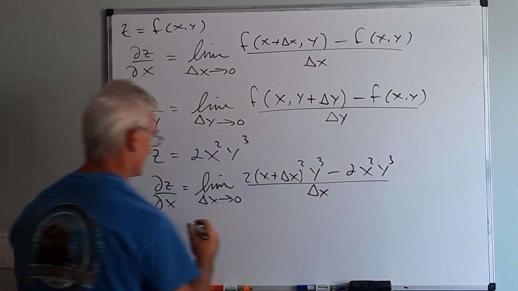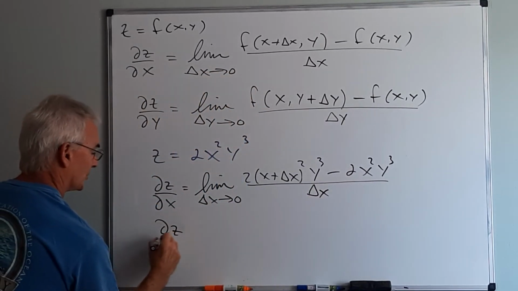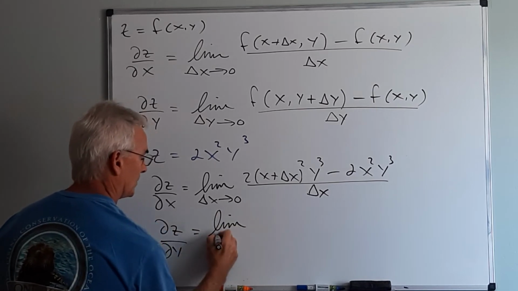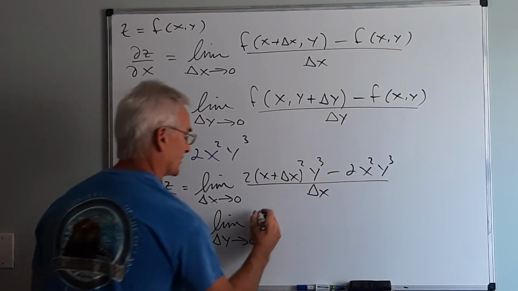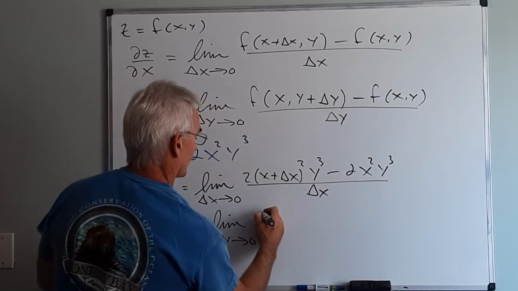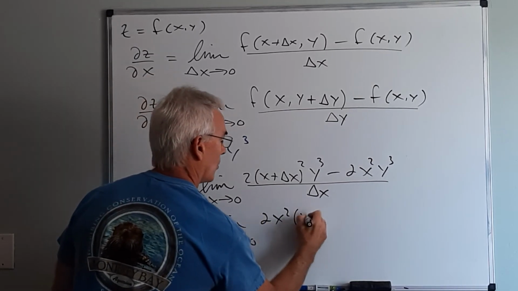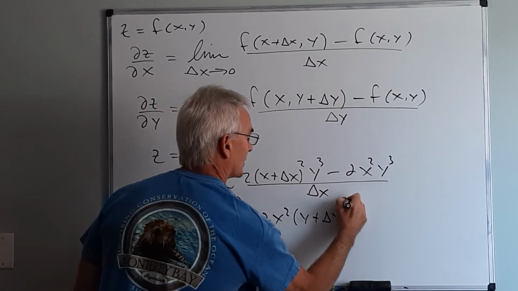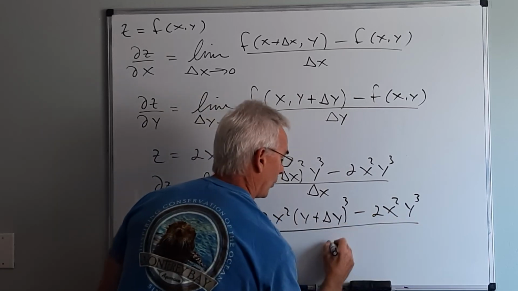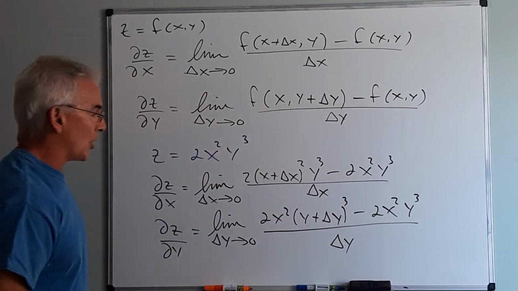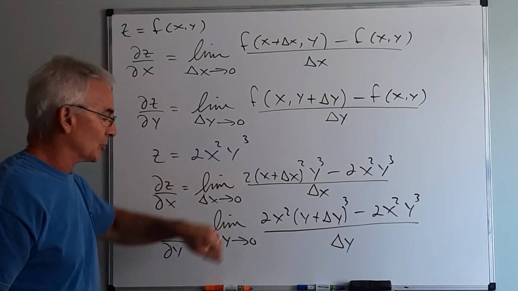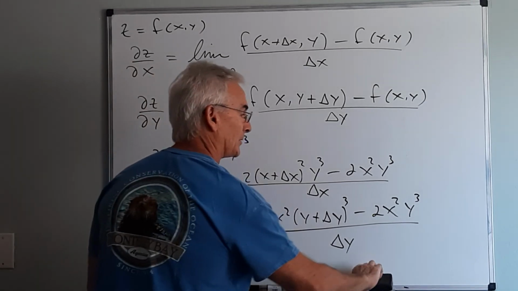And similarly, the partial of z with respect to y would be the limit as delta y goes to 0. Now what I'm going to do is replace the y term. So I'll have 2x squared times (y plus delta y) quantity cubed minus 2x squared y cubed all over delta y. Now we'll go ahead and expand these and see what we get. But what we're going to find is there are some tremendous shortcuts that we're going to be able to take.